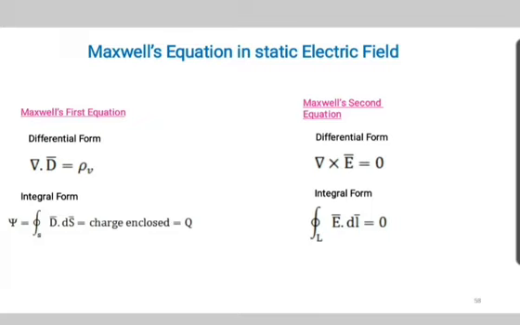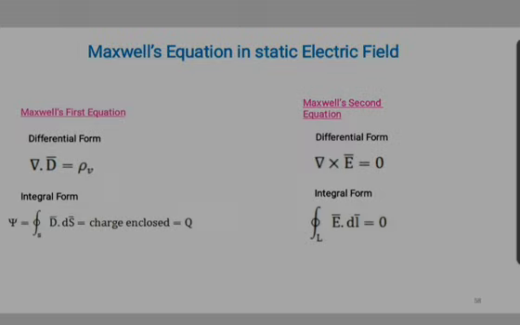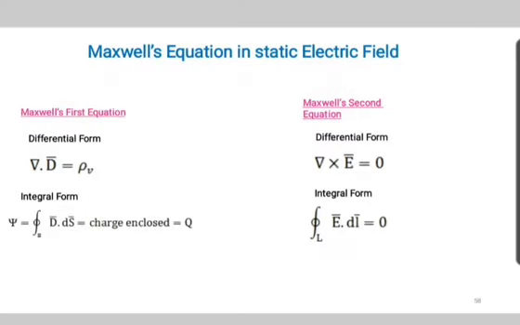Now in case of static field, the electric field can exist in the absence of magnetic field. Similarly, magnetic field can exist in the absence of electric field. But if the fields are not static, that means if they are time variable, then E bar cannot exist without H bar and vice versa. So we have to consider Maxwell's equations separately for the static field and for time varying field. Again, in time varying field, Maxwell's equations are divided into two forms, that is point form and integral form.